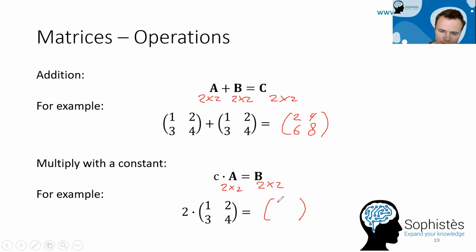2 times 1 is 2. 2 times 2 is 4. 2 times 3 is 6. And 2 times 4 is 8. Also pretty intuitive, right? Okay. So multiplying with a constant and addition, I think that really makes sense.